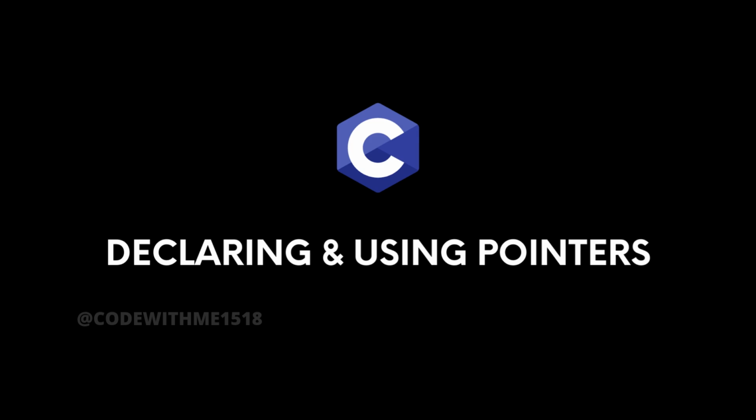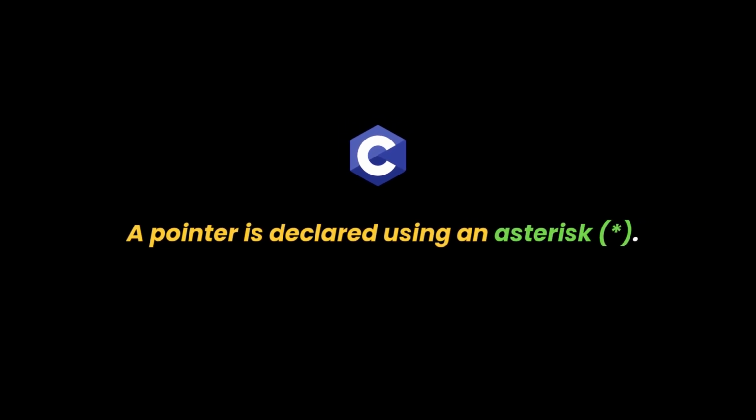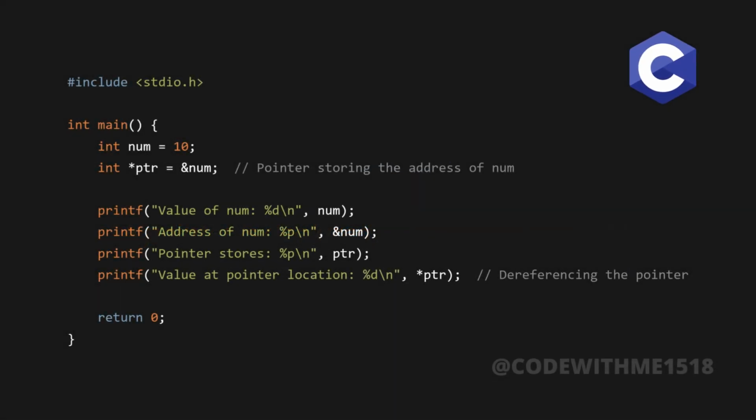Declaring and using pointers. A pointer is declared using an asterisk. Here, int *ptr means ptr is a pointer to an integer. And &num gives the address of num. *ptr is called dereferencing, which gives the value stored at the address.